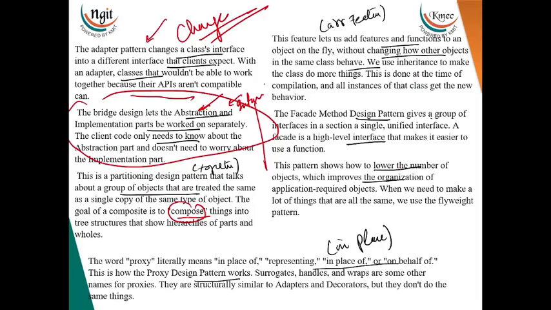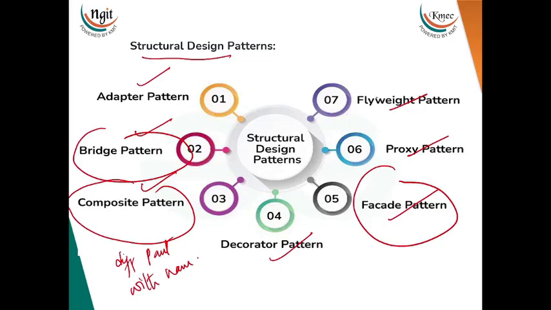Facade method design pattern gives you a group of interfaces. Section is a single unified interface. One interface is given for all the methods. The pattern shows a lower number of objects, improves organization. Which pattern is this? This is flyweight.